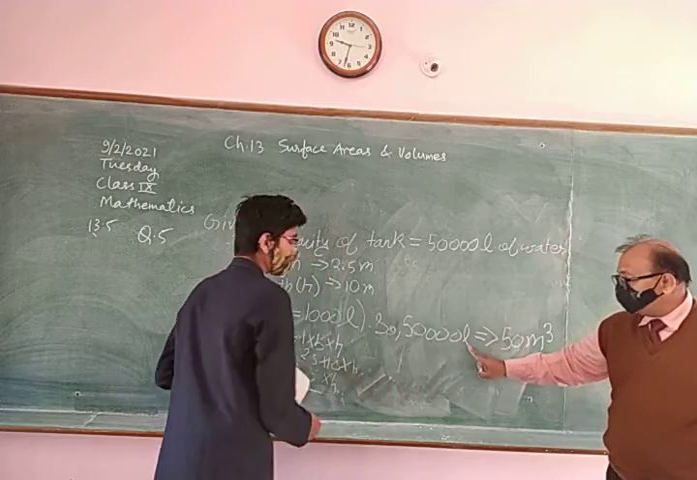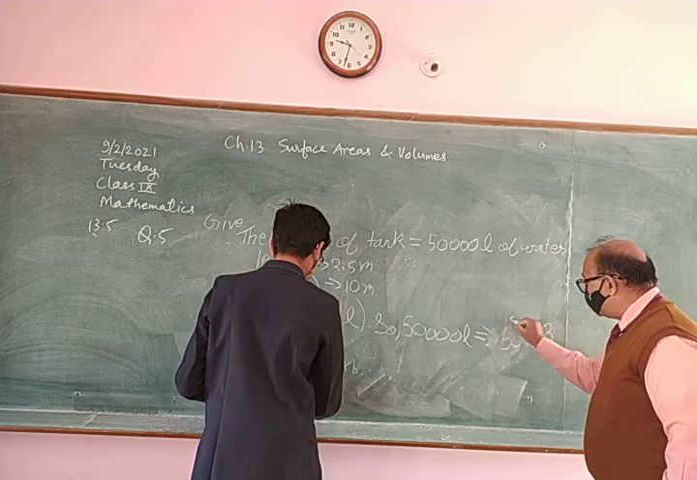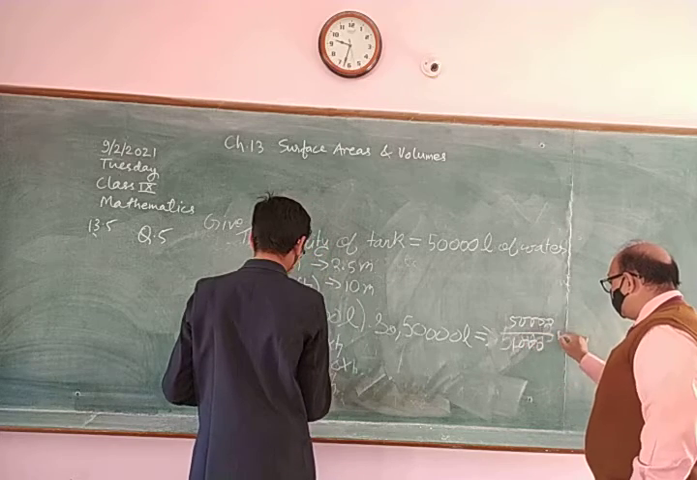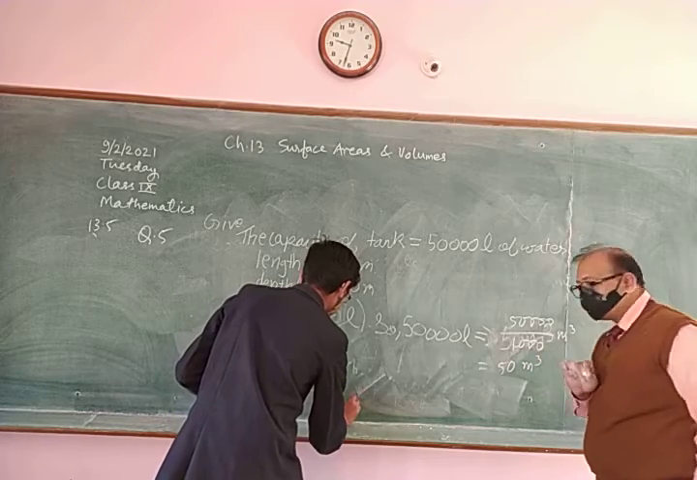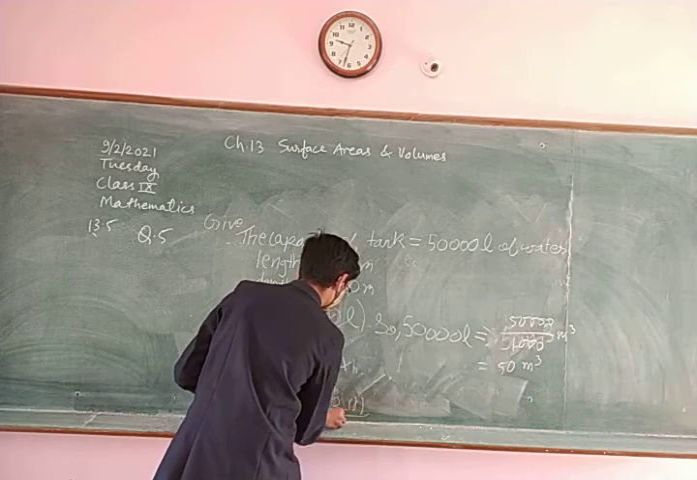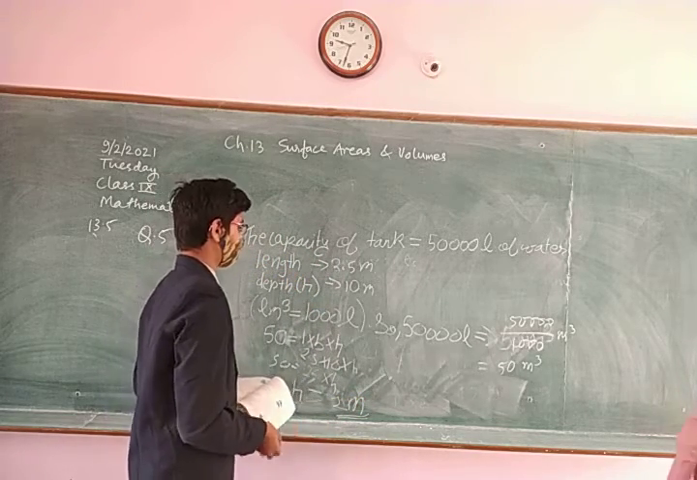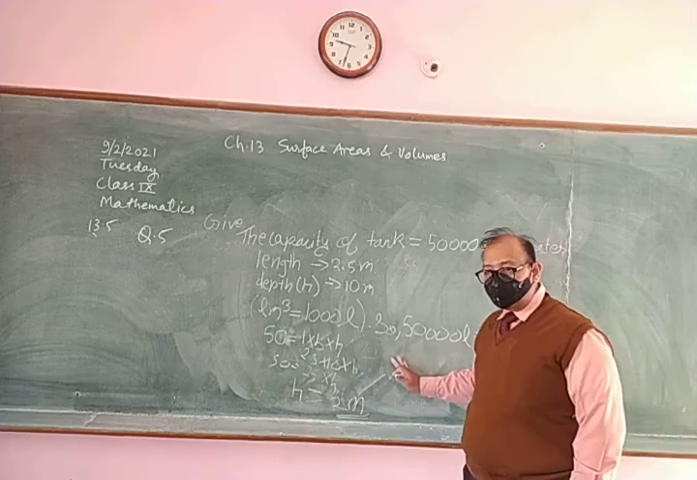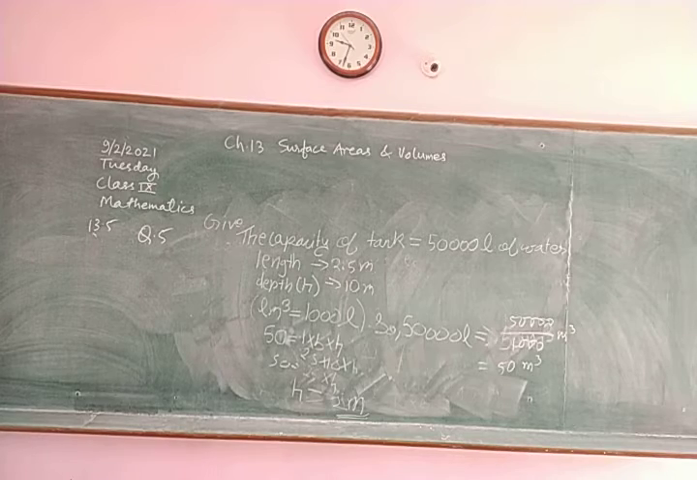You look here, 50,000 liter is equal to 50,000 upon 1000 cubic meter, which is equal to 50 cubic meter. Otherwise, the question will be in your mind how 50 comes. Answer 2 meter, yes, correct. So volume is equal to length into breadth into height, which is equal to 2.5 into breadth into 10 equals 50. Okay? So breadth is 2 meter. Clear?